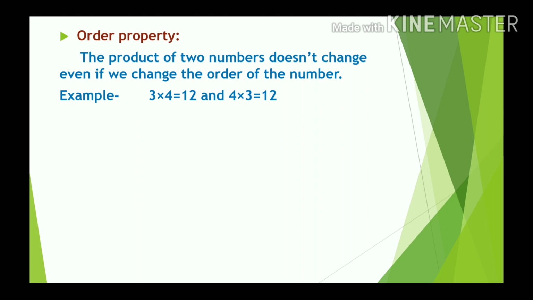So we can say, therefore, 3 multiplied by 4 is equal to 4 multiplied by 3. This is called the order property.